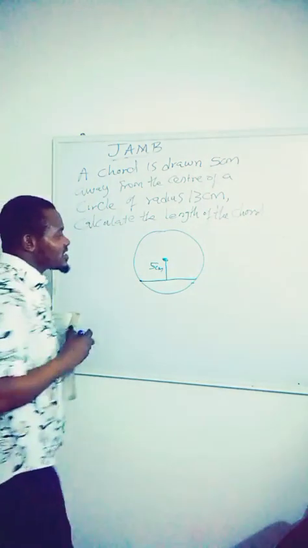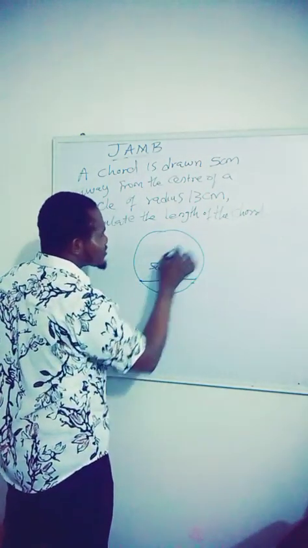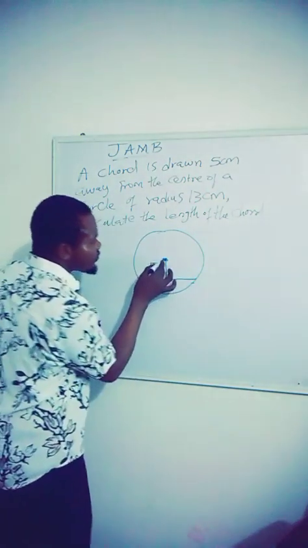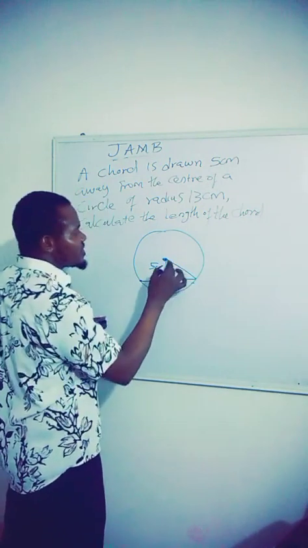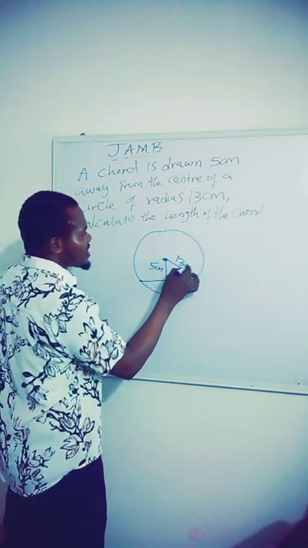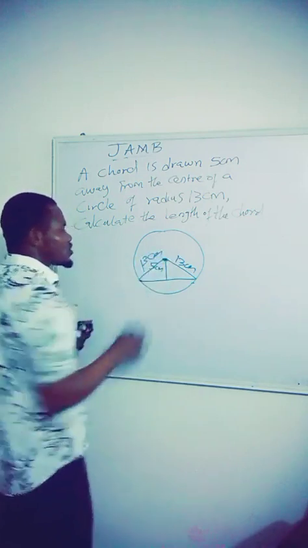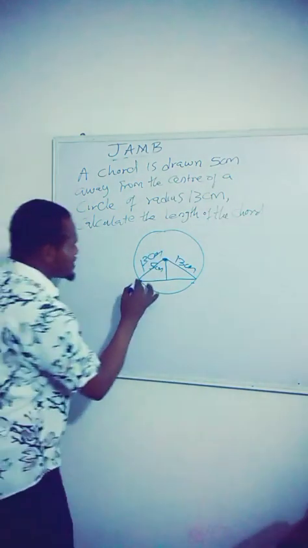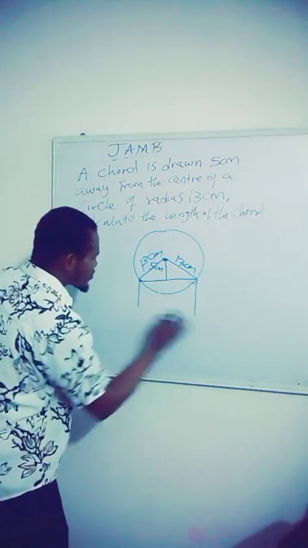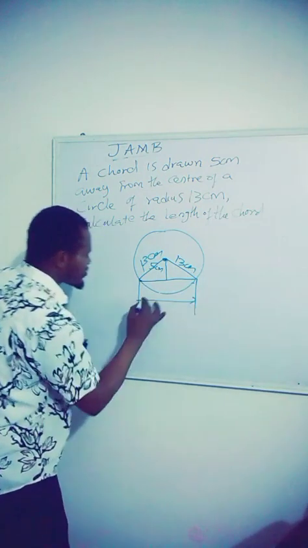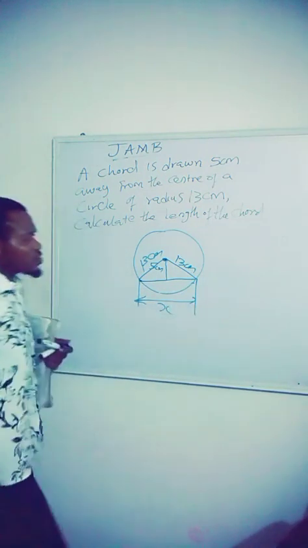So which means radius can run from the center to any part, but I want to use it to form the triangle. This is a radius and it's 13 centimeter. And here is also a radius, 13 centimeter. So the question is, we should find the length of the chord. The length of the chord, that is what we are looking for. So how do you do that?